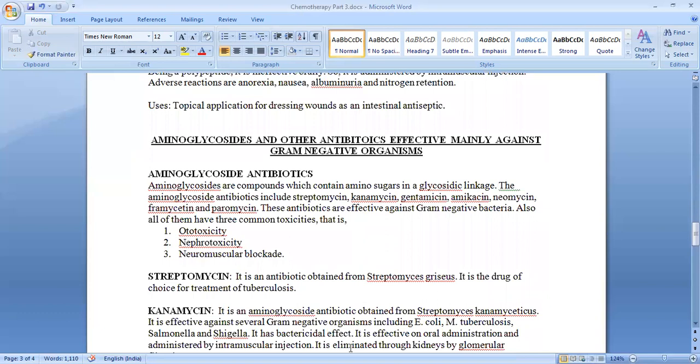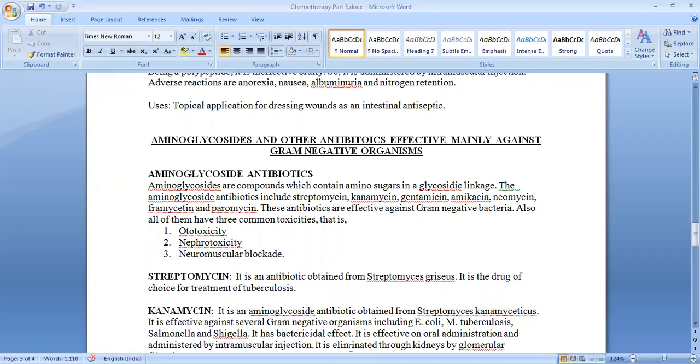Now, so far, whatever antibiotics we saw were acting mainly against the gram-positive organisms. Now, these aminoglycosides and the further antibiotics we are going to see are the ones which are effective against gram-negative organisms. Aminoglycoside antibiotics are called by this name because they have amino sugar and the glycosidic bond. Compounds in this category are streptomycin, kanamycin, gentamicin, amikacin, neomycin, framycetin, and paromomycin. So all these antibiotics are effective against gram-negative bacteria.